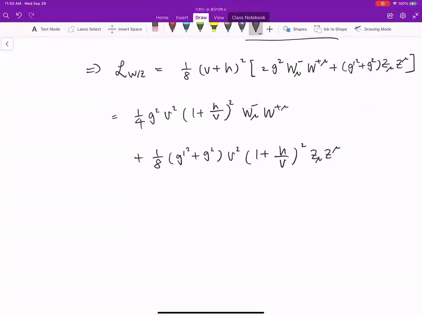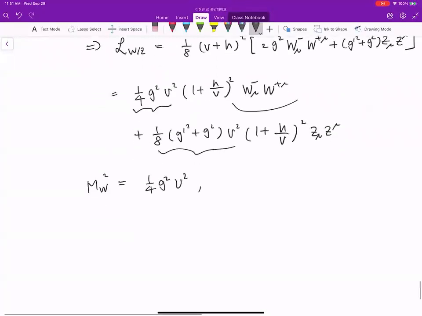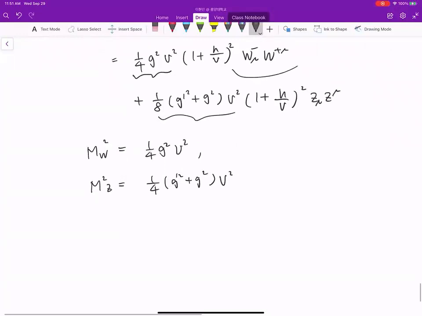So the coefficient is identified with the gauge boson masses. So the W boson mass squared is equal to this one, because this is a complex field, and the Z boson mass is also this way. And the photon mass is equal to zero, the photon is massless.